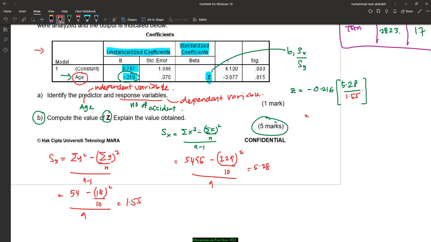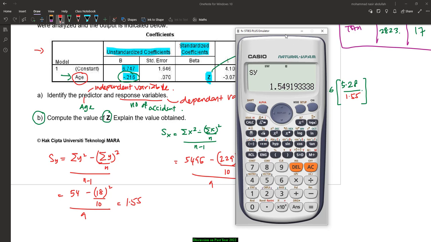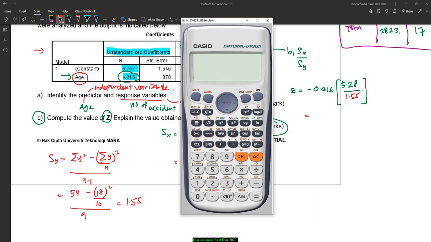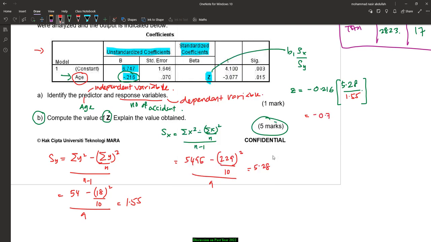So then you already have the standard deviation for X and standard deviation for Y. So you calculate, right? So 5.28 divided by 1.55 multiply with 0.216. 0.216 should be negative, so 0.735, negative 0.735. So this is the standardized coefficient for age, right?